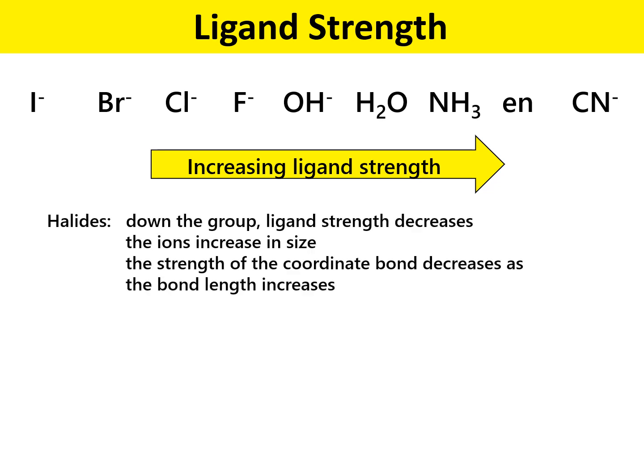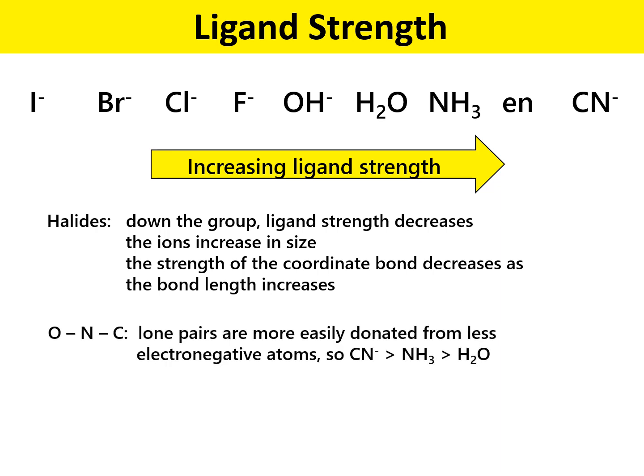If we look first of all at the halides, we can see that as we go down the group from the chloride to the iodide, the ligand strength decreases. This is because the ion size has increased, so the strength of the coordinate bond decreases. If we look at ligands with oxygen and nitrogen, we can see that lone pairs are more easily donated from less electronegative atoms such as the nitrogen compared to the oxygen.